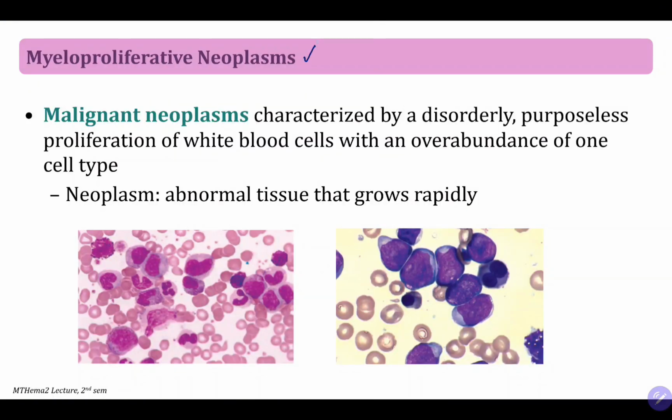Myeloproliferative neoplasms are characterized by disorderly, purposeless proliferation of WBCs with an overabundance of one cell type. It could be mature or immature WBCs. The term neoplasm refers to an abnormal increased growth of tissue, either in the bone marrow or peripheral blood. These types of neoplasms are classified using cytochemical staining, diagnosis, and clinical findings.